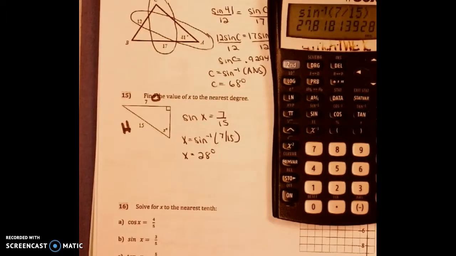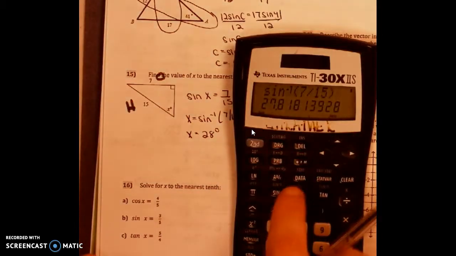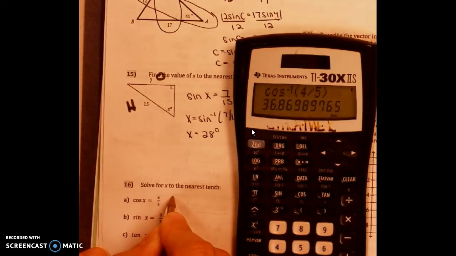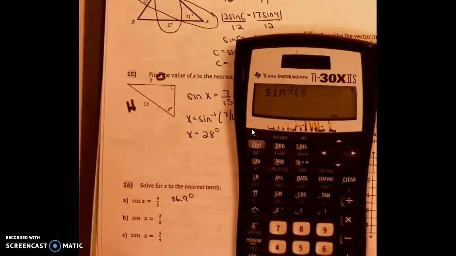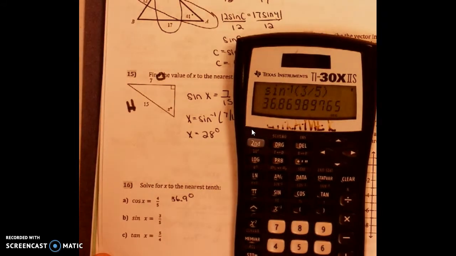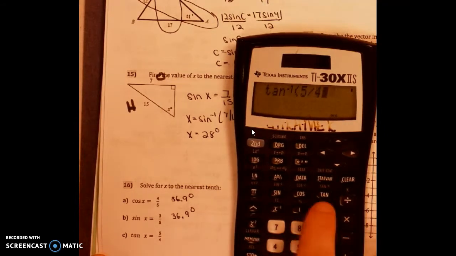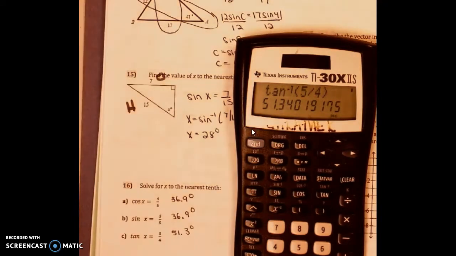Moving on to 16, if you take a look at 16, every single one of these we're looking for an angle, so we're going to do inverse. One is just inverse cosine versus sine versus tangent. So inverse cosine of 4/5, and it says to the nearest tenth, so that would be 36.9 degrees. Inverse sine of 3/5, that would be 36.9 degrees as well. And inverse tangent of 5/4, we end up with 51.3 degrees.